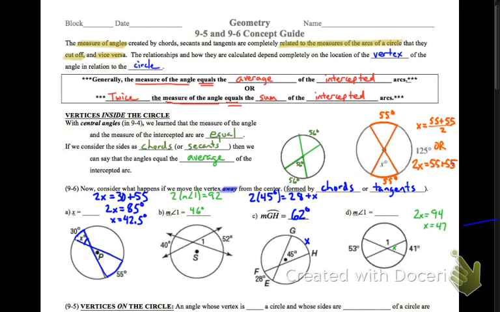That's not the answer to the question. That's the measure of this angle. We need this one. So what do we do? There's supplements. 180 minus 47 is 133 degrees. So when the vertex is inside the circle, double the measure of the angle equals the sum of the arcs. That is the lesson. We continue.